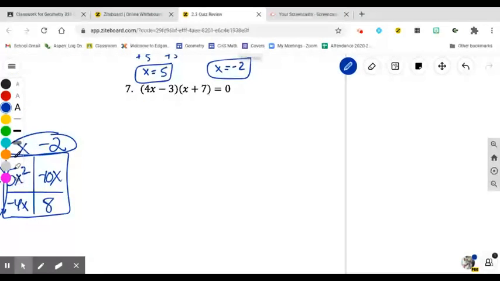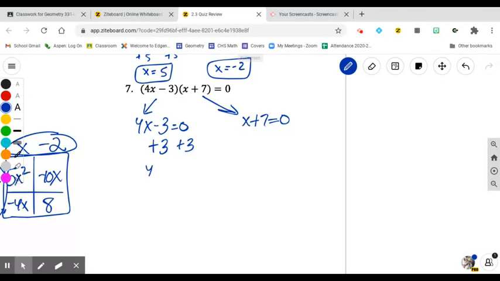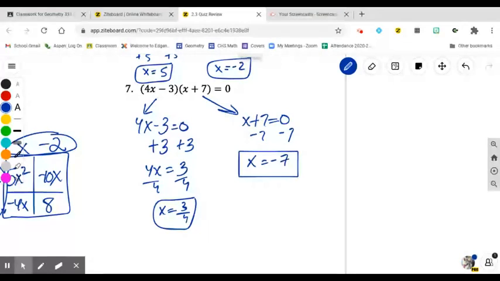And then number 7, I just did one where it's already factored for you, and you just have to solve. So you're going to take each of these and set them equal to 0. So for the left one, I'm going to add 3 to both sides, divide by 4. x plus 7, I'm going to subtract 7. x equals negative 7. That's it.